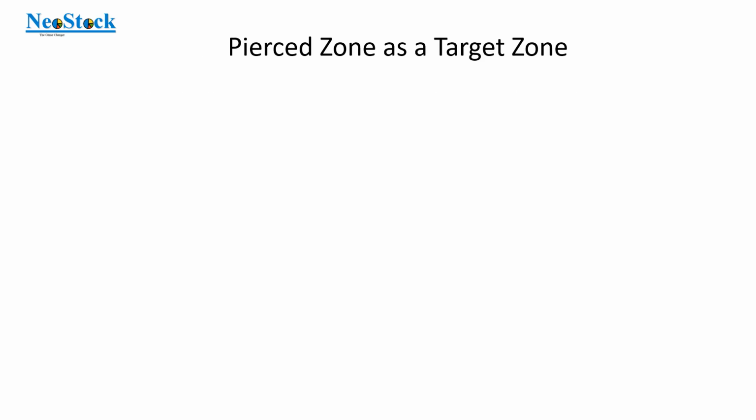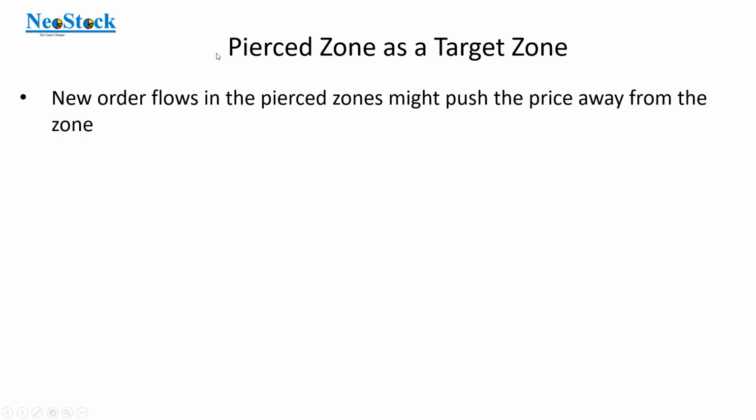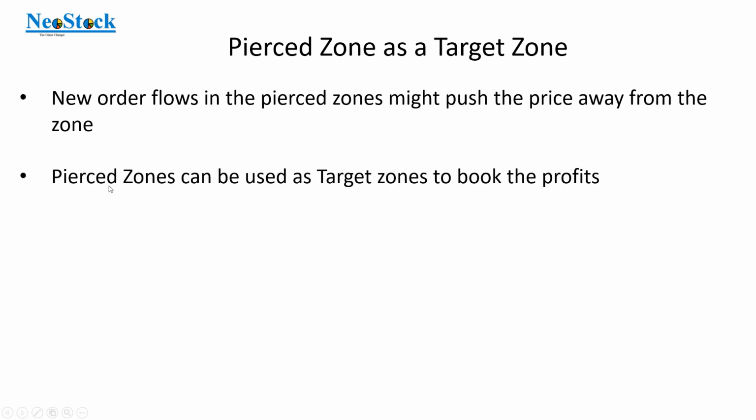So that is the reason why I am suggesting new order flows in the pierced zone might push the prices away from the zone, so that pierced zones can be used as target zones. Maybe you are taking your trade in a fresh, fine-tuned zone, but before reaching your fresh supply zone, in between there is a pierced zone. I am suggesting you keep your target until that pierced zone and do all your calculations until that zone. The moment you add the pierced zone, your RR, everything will change.